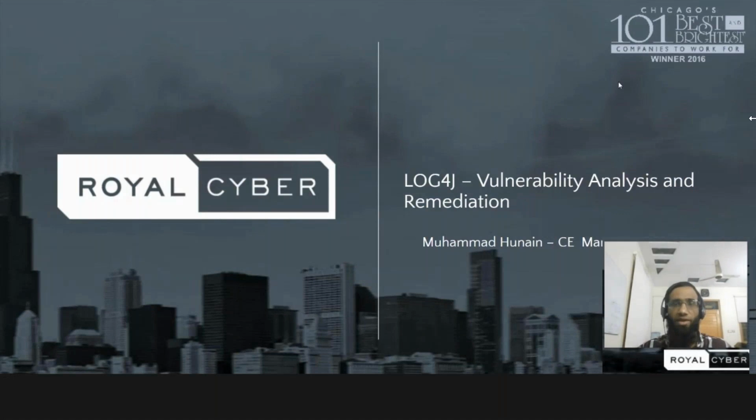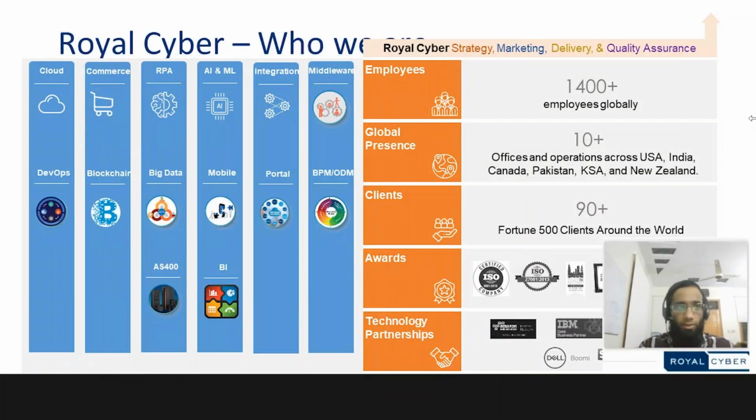I'm the Cloud Engineering Manager at Royal Cyber, and today we are conducting this webinar for Log4j, Vulnerability Analysis and Remediation. A little about Royal Cyber. Royal Cyber is a Chicago-based company. We have 1,400 plus employees across 9 countries, and we basically deal in software development services related to e-commerce, whether it's cloud native solutions, migration, modernization of applications, cloud analytics, mobile development of applications, and so on and so forth. And we are currently serving 700 plus customers across the globe.